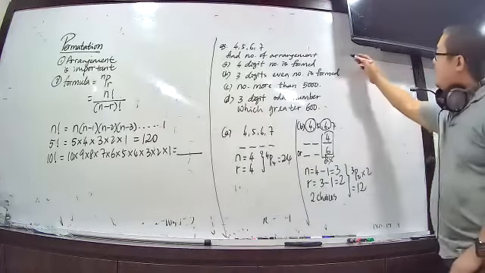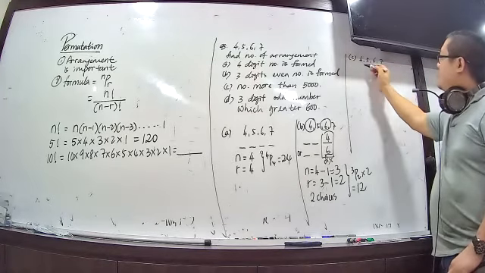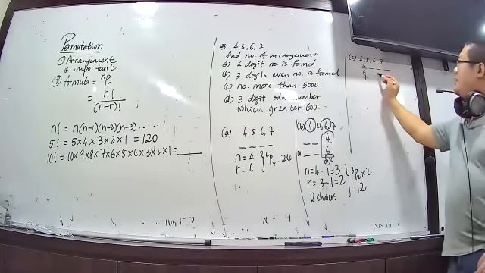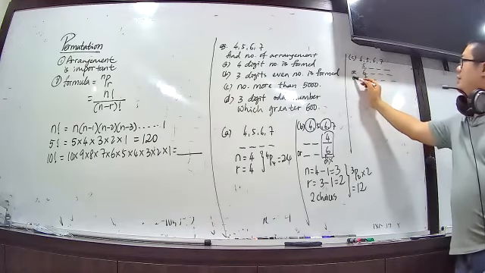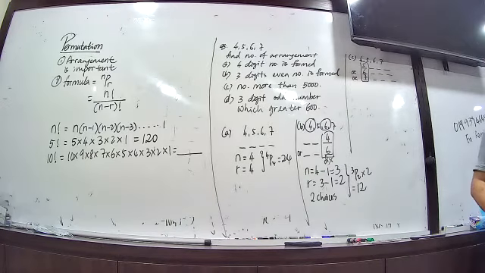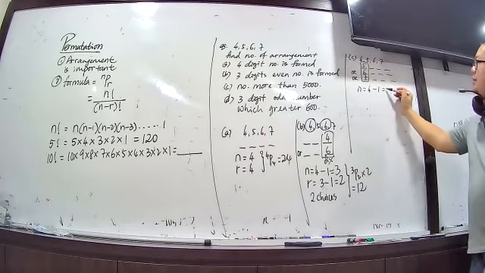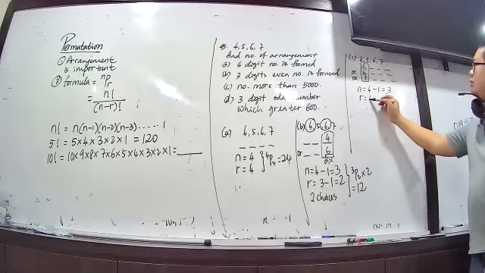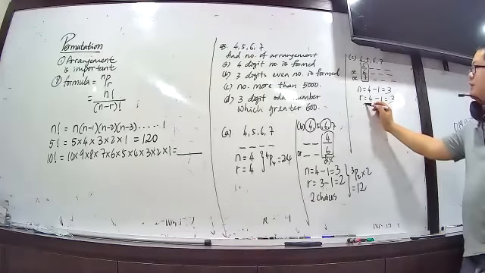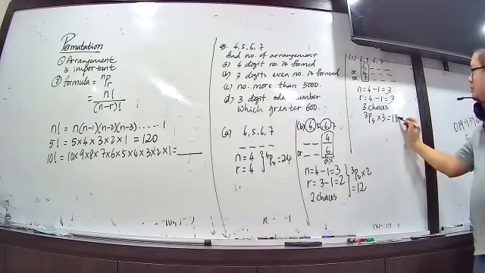Okay, and then C, number greater than 5,000. So 4, 5, 6, 7, 1, 2, 3, 4. For 5,000, they can start with 5, 6, or 7. So if they begin with 5, 6, 7, whatever digits you put behind, it must be greater than 5,000. So my n, just now I have 4 digits, I fill up 1 digit, 3 left. My r, I have 4 empty boxes, I fill up 1 box, 3 left. So I have 5 or 6 or 7 as a beginning, so I have 3 choices. So 3P3 is 6, times 3, so 18.